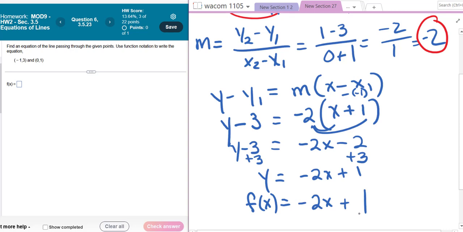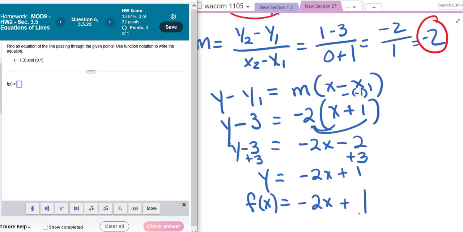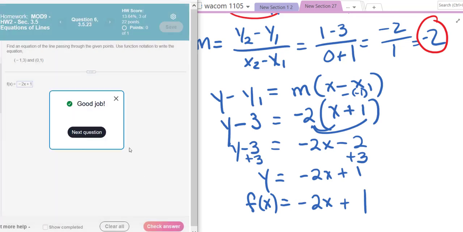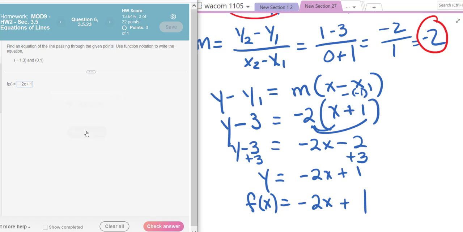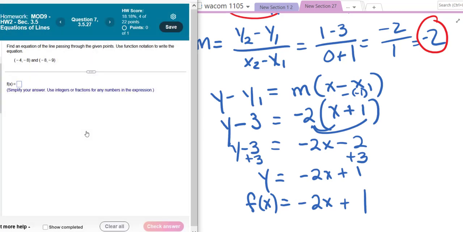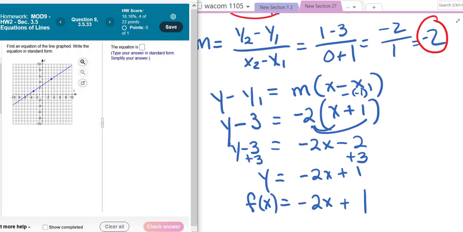So this one had a lot of work inside this one problem. And it already has put the f of x, so you just need the rest. All right, that one was 6. I'm going to go to 8 next.